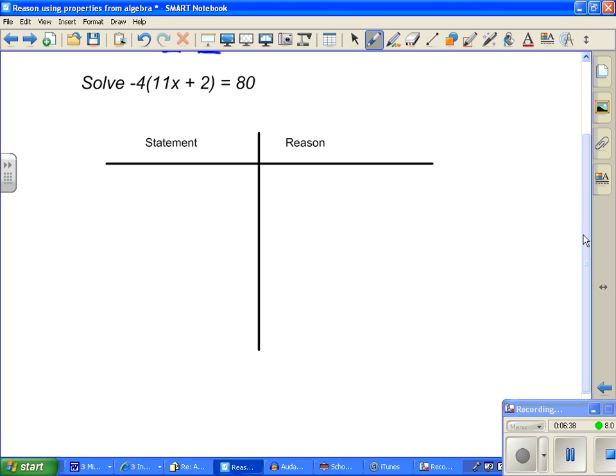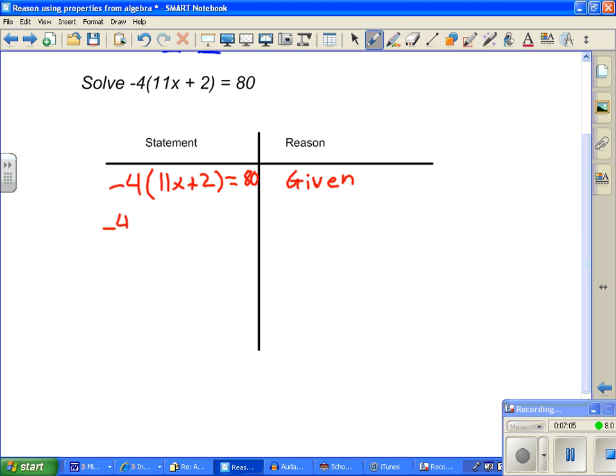Okay? First thing we do, negative 4 times (11x plus 2) equals 80. And that's given. My reason for that is it's given. It gave it to me in the problem. Okay? You should not get the given wrong. No one should ever leave a proof blank because you can at least do the given. Okay? Here we go.